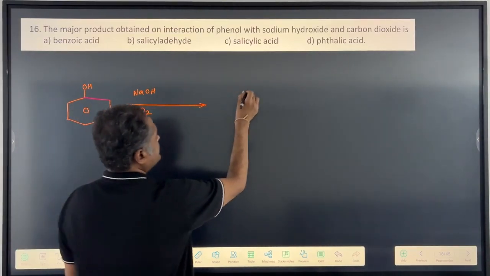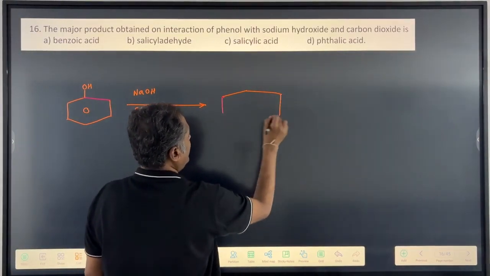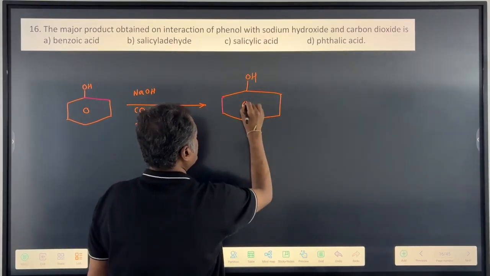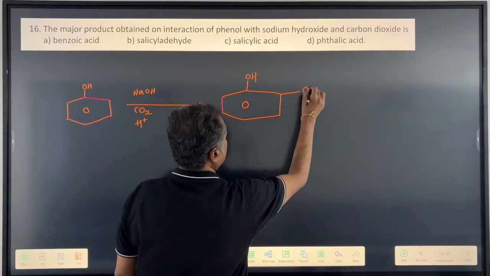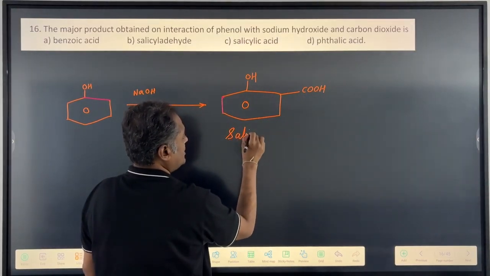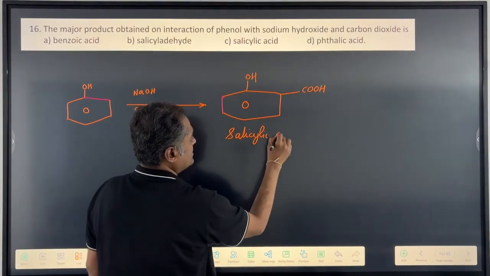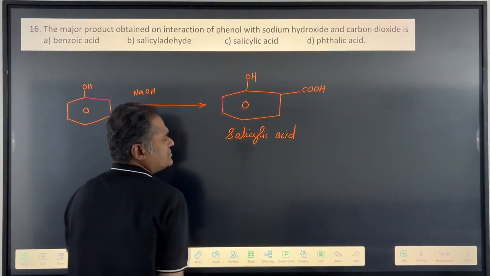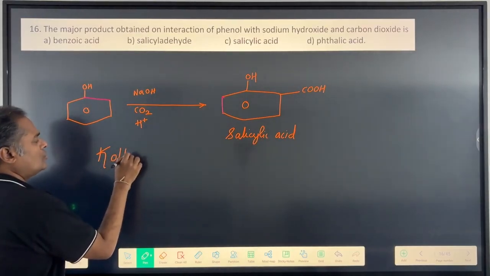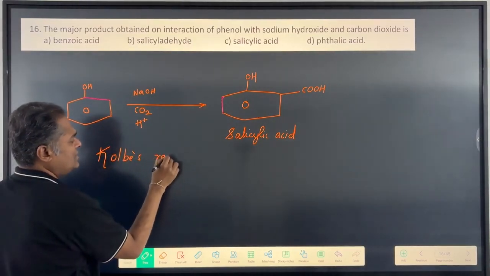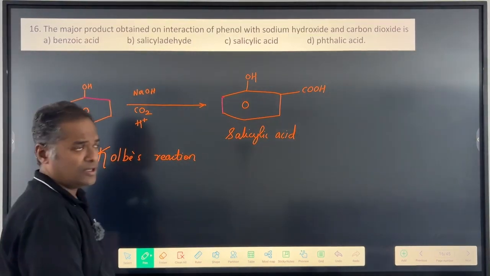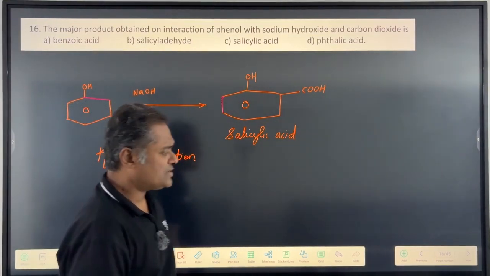The product obtained in this case is nothing but where you will have phenol and on the ortho position you will have a carboxylic acid. That means in this case you will get salicylic acid. Is it clear? This is one of the name reactions and the name is Kolbe's reaction. Is it clear, child? Fine. I hope this is clear, a very simple question. Let's proceed to the next one.